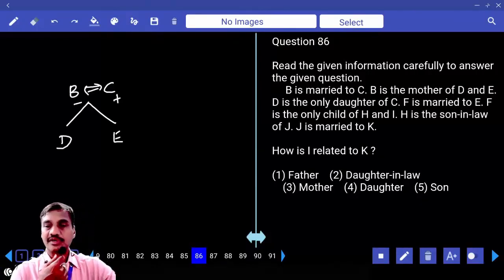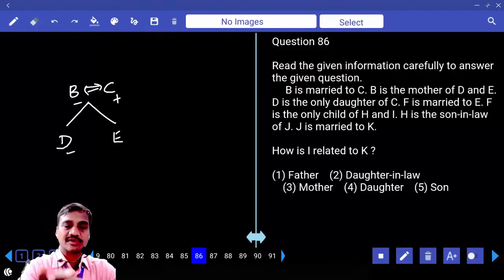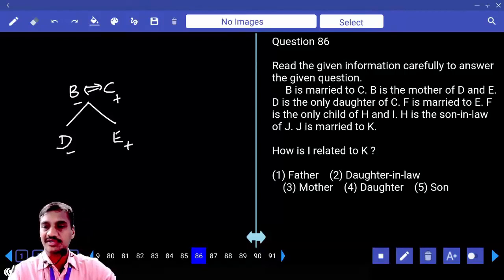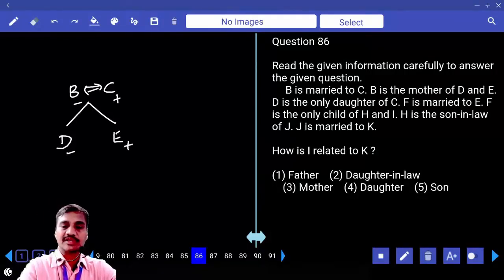And next one, D is the only daughter of C. Hence obviously this E must be the son of this B and C. And next one, F is married to E.